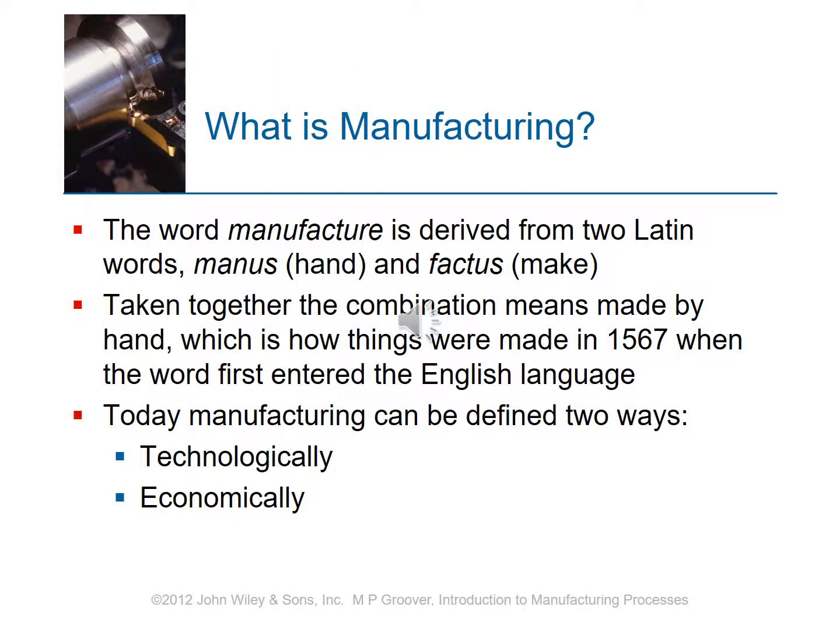So manufacture: manus meaning hand and factus meaning to make, so make by hand. This first appeared in English in 1567. Before that, we used to have crafting. There are two ways of defining this, technologically and economically. We'll talk about that a bit.